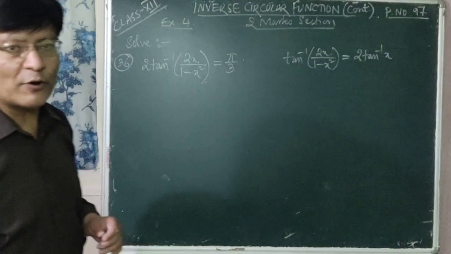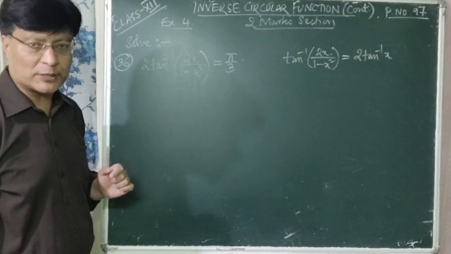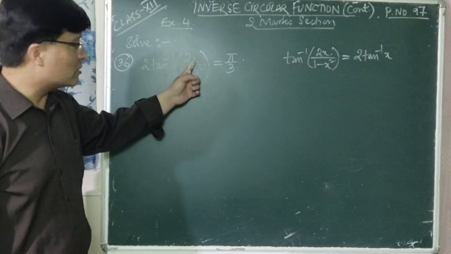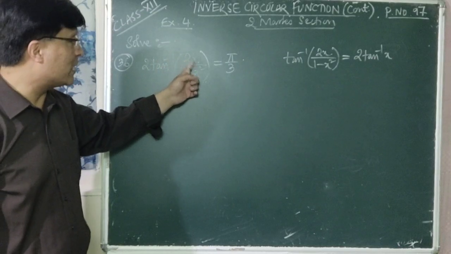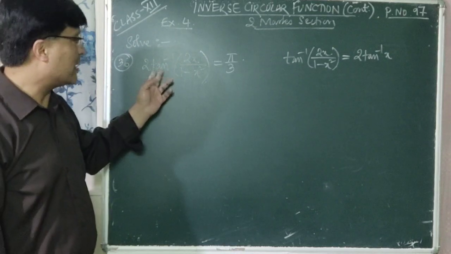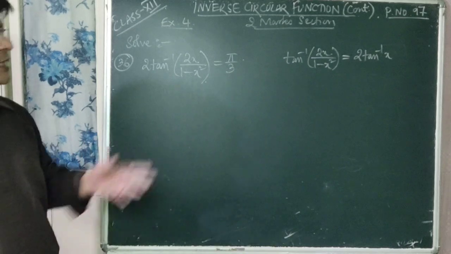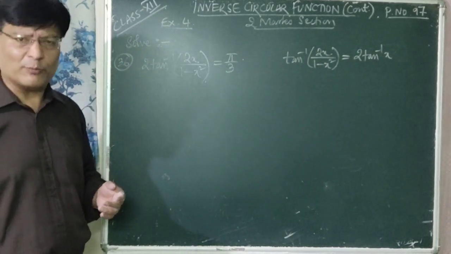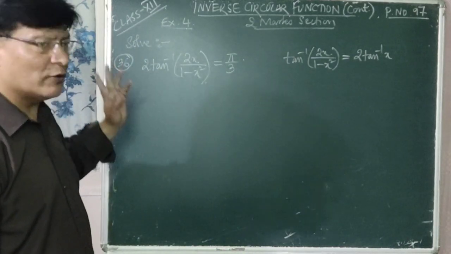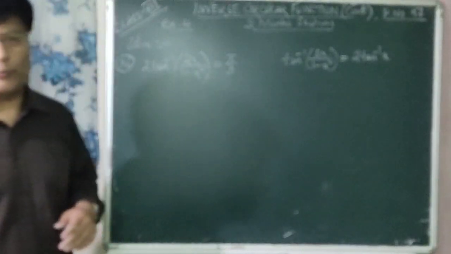If you don't know the formula, you can derive it by the trigonometric substitution. When you put x is equal to tan theta here, this will be 2 tan theta divided by 1 minus tan square theta, which is equal to tan 2 theta. And tan inverse tan 2 theta is equal to 2 theta, and instead of theta you can write tan inverse x. In this way also you can derive the formula. Otherwise, if you remember the formula, directly you can write it down also.